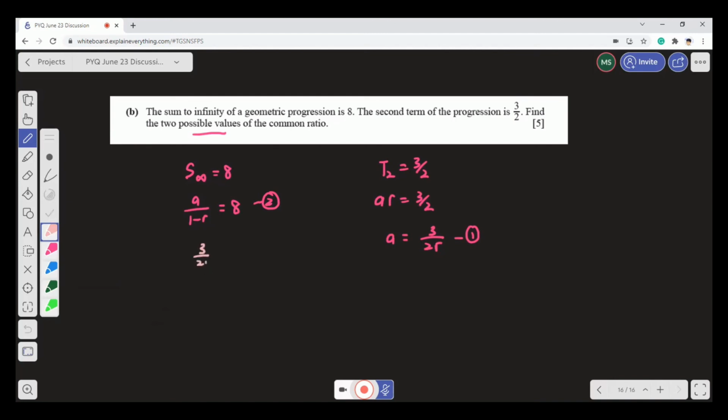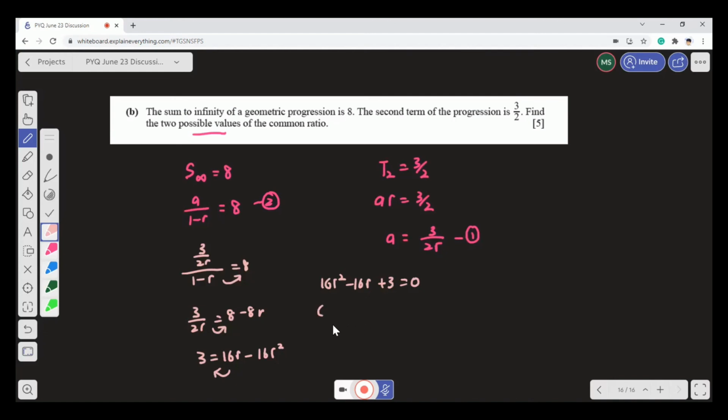So 3 over 2r over 1 minus r is equal to 8. Bring the 1 minus r go up: 3 over 2r equals 8 minus 8r. Bring the 2r go up again, times it in: 16r minus 16r squared. Or bring everything to one side: 16r squared minus 16r plus 3 equals 0.